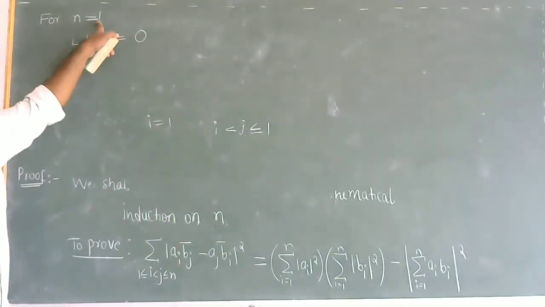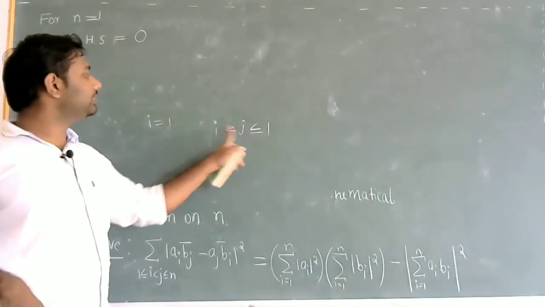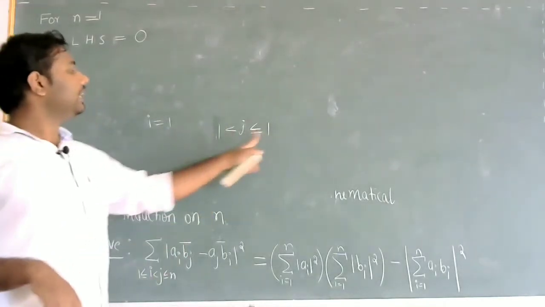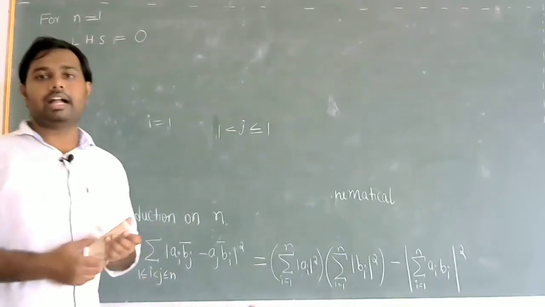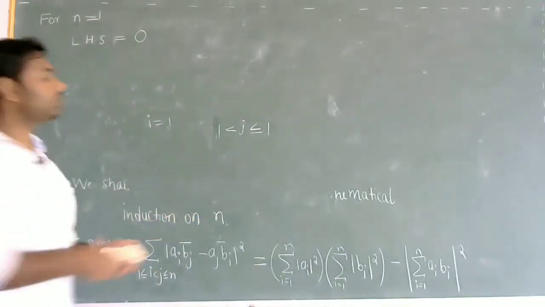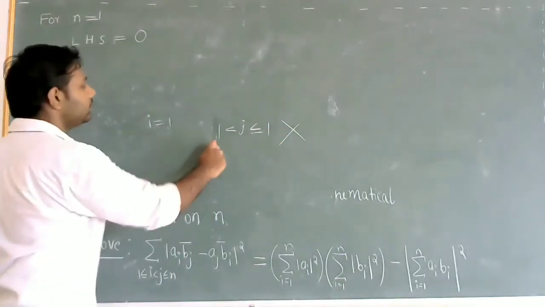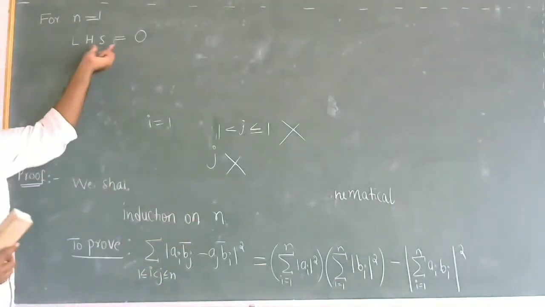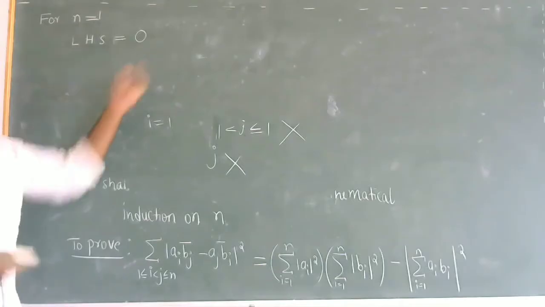And in this case, n is equal to 1. So j has to be strictly greater than i, which is equal to 1 in this case, and less than or equal to 1. And there are no such values. So there are no j values, so there are no terms in the summation. Hence the left hand side reduces to 0.